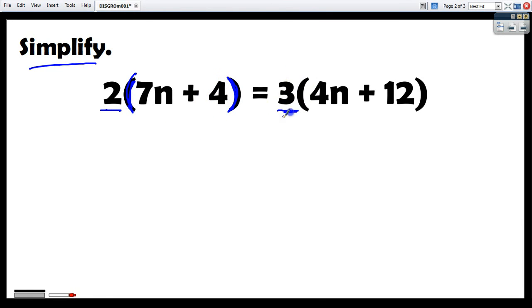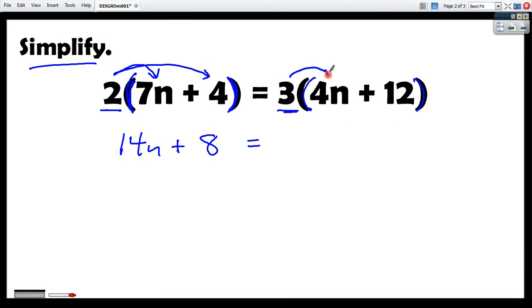Over here we've got 3 bags, but these 3 bags contain something different: 4n plus 12. Again, if we just visualize things, here we have 7n in each bag, and there are 2 bags, so 2 bags with 7n each is 14n. Those same 2 bags with 4 in each one, 2 times 4 is 8. Now let's look at these other separate bags over here. 3 bags this time, and in each bag 4n plus 12.